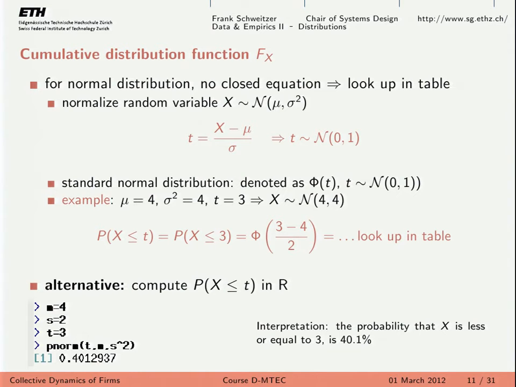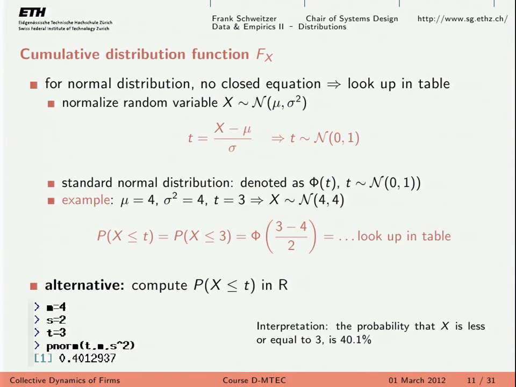3. And then we type pnorm, which is the function calling the normalized normal distribution, like this. And so R returns this value to us. Because we talk about the cumulative distribution function, the interpretation of this value is very easy. The probability that a value x is less or equal to 3 is about 40%. That is the message that we get from this. I hope you could follow up to here, right?